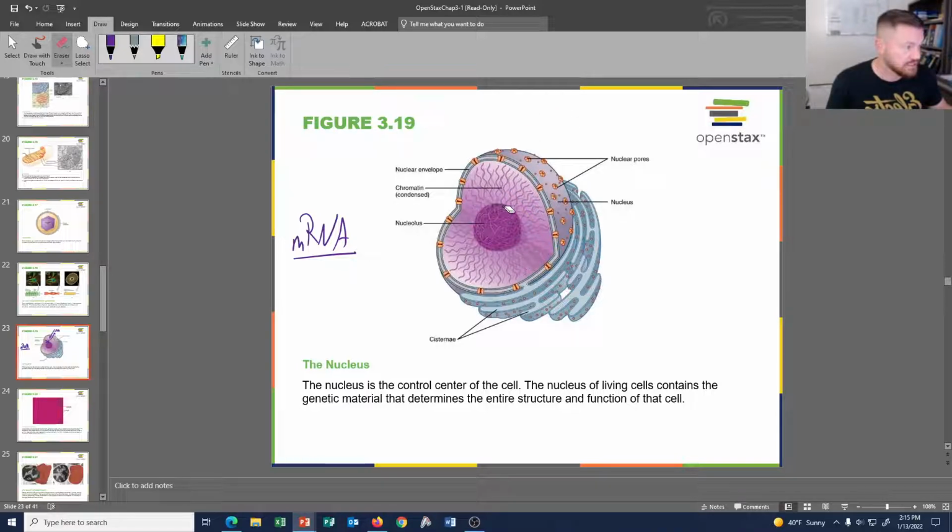But that's what it is inside the nucleus. Nuclear pores allow things to move out, like messenger RNA, so that you can make proteins, and that's kind of the bulk of it, really.